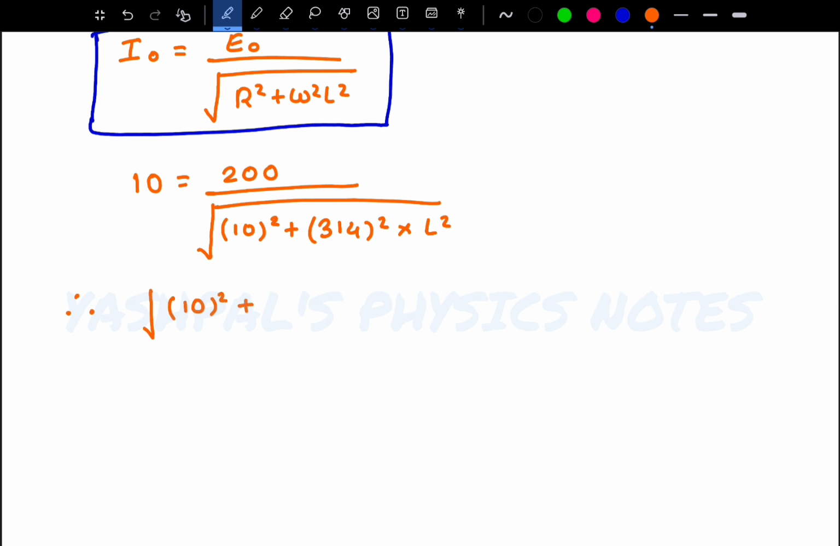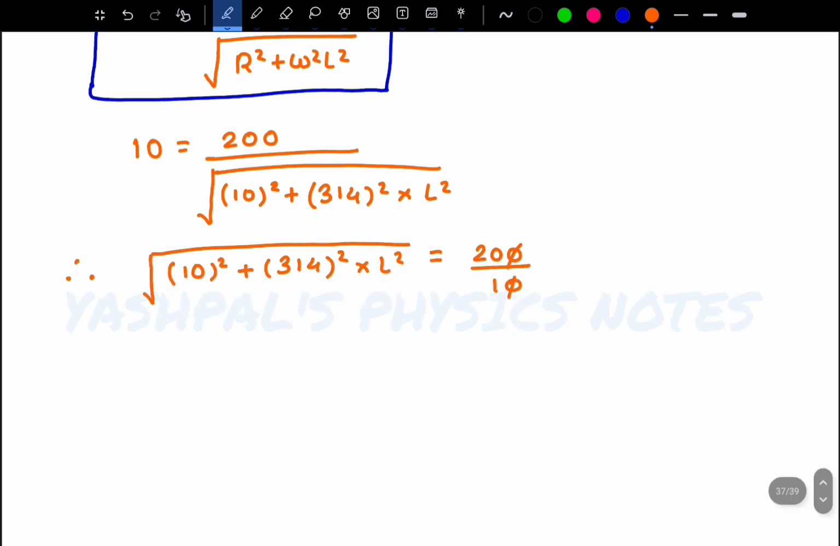10 square plus 314 whole square into L square. And at the same time, this 10 in the numerator will come in the denominator of 200, is equal to 200 by 10. 0 gets cancelled out.